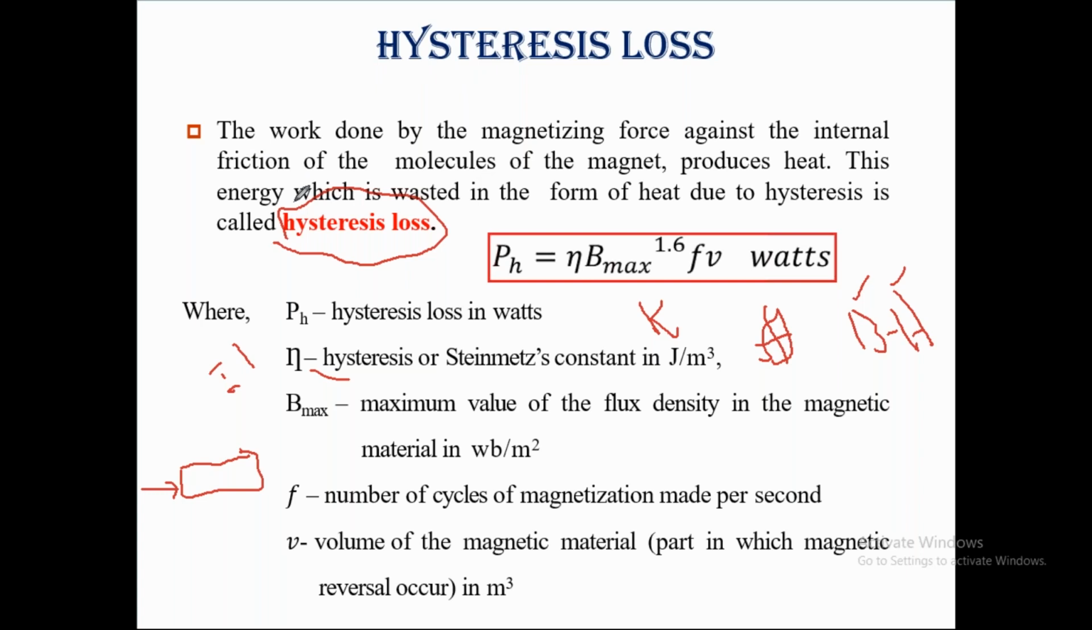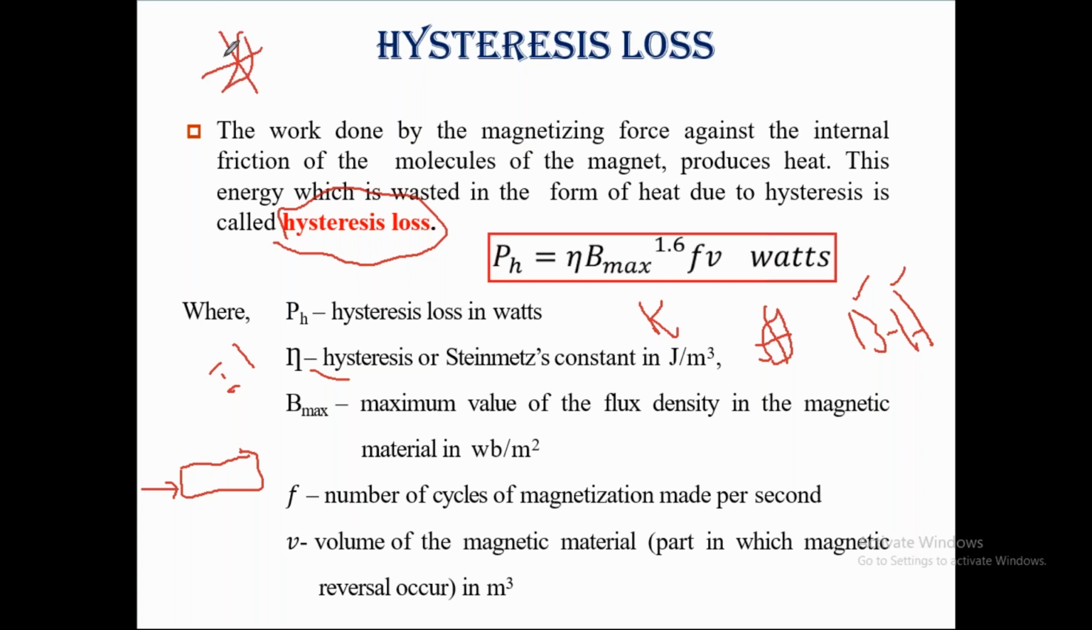So how do we find out the hysteresis loss? Any value, any parameter we can denote in two ways. One is value representation and the other is graphical representation. But here we are finding the hysteresis losses by graphical representation, that is given by the BH curve.